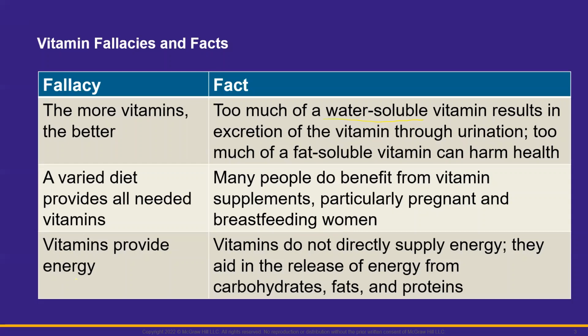Vitamins provide energy, and this is really incorrect because vitamins do not have energy. They cannot provide energy for us. Even though they are organic molecules, they cannot produce ATP. So vitamins do not directly supply energy. They aid in the release of energy from carbohydrates, fats, and proteins. Many of them are what we call coenzymes, which are needed for enzymes to perform their work.